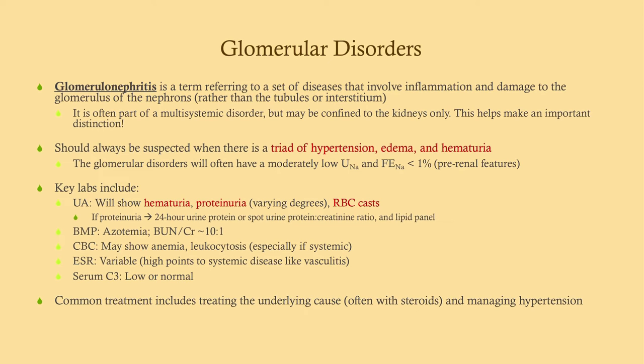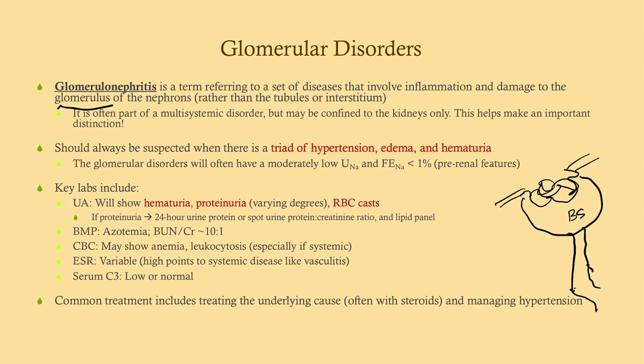All right, so this is just a kind of an overview here. Glomerulonephritis or glomerular disorders is a term that refers to a set of diseases that involve inflammation and damage to the glomerulus. So remember, you have afferent arteriole, efferent arteriole, and then this sort of tuft of capillaries. And then here you have Bowman space, and then this will give to the tubules. And I'm not drawing it right here, but this is tubules. Remember, you got your proximal convoluted tubule and loop of Henle and all that. So here we're talking of a disorder that is located right here as opposed to down here.